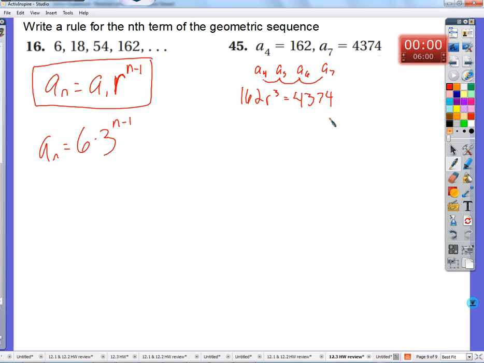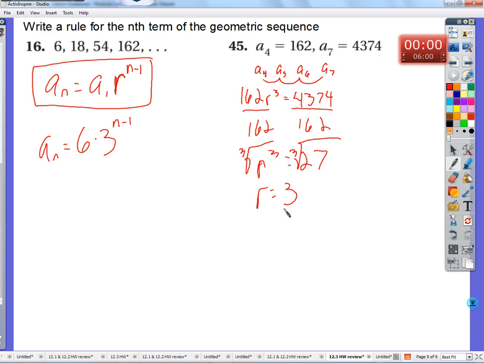And then solving for R here, we'll divide by 162. R cubed equals 4374 over 162. That's 27. Third root. R equals 3. Plus or minus 3?